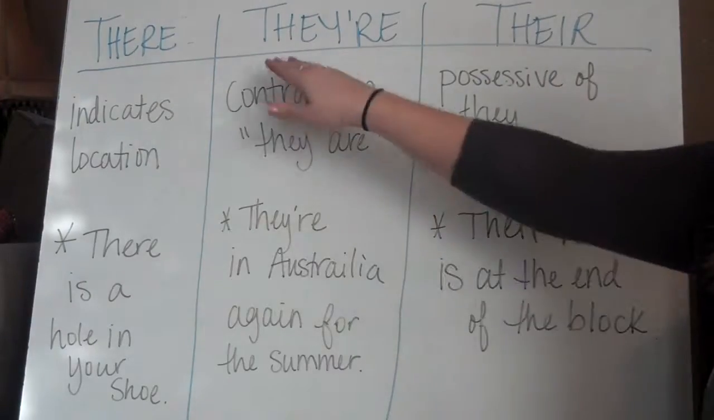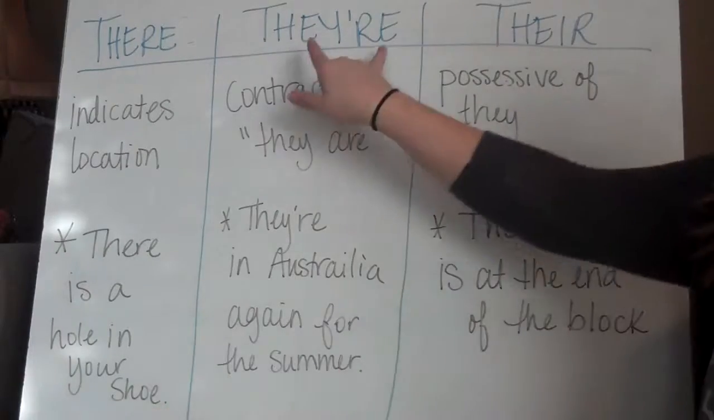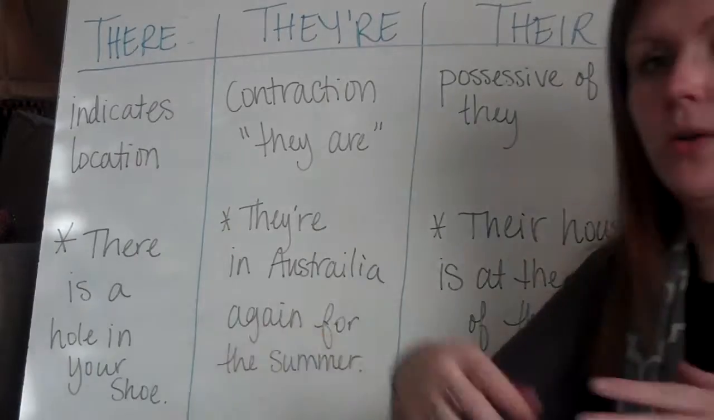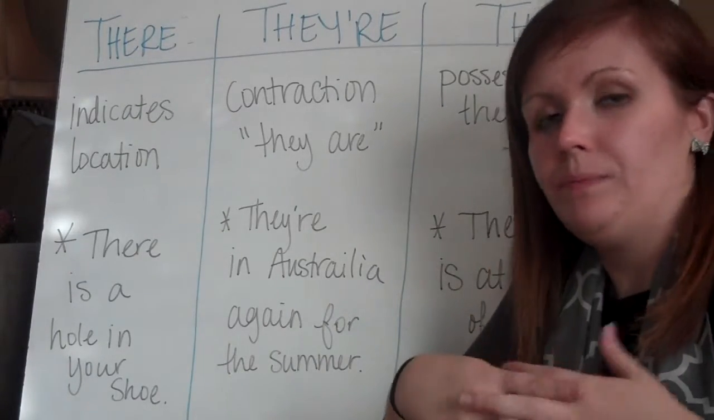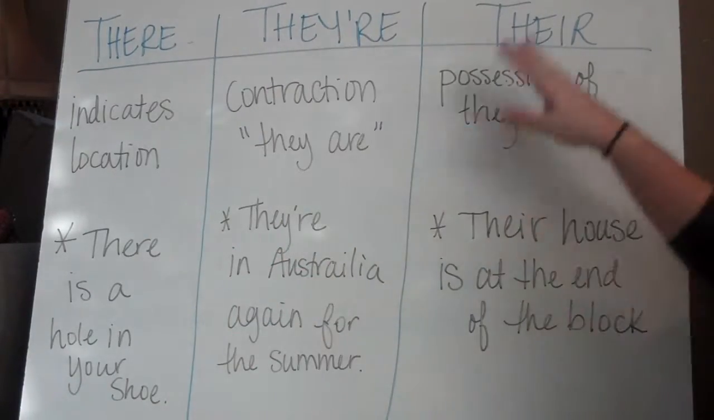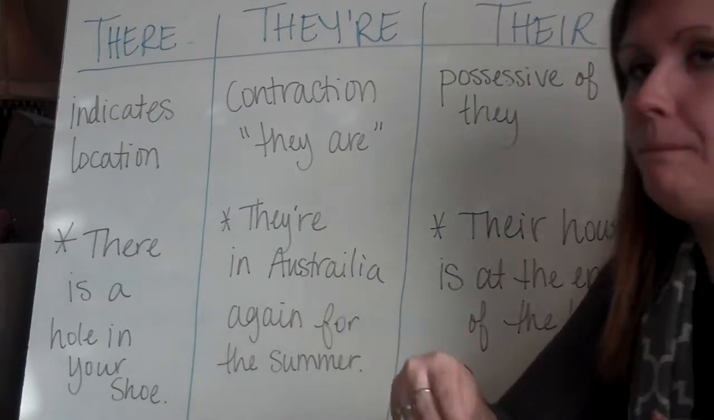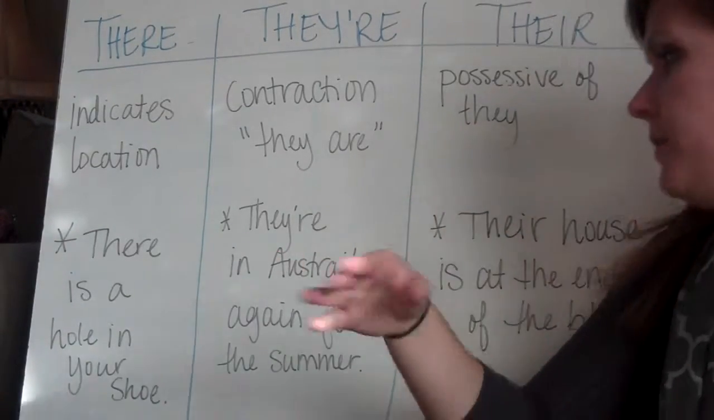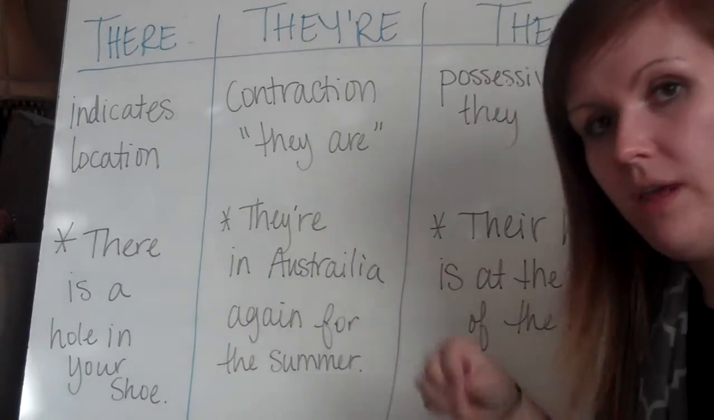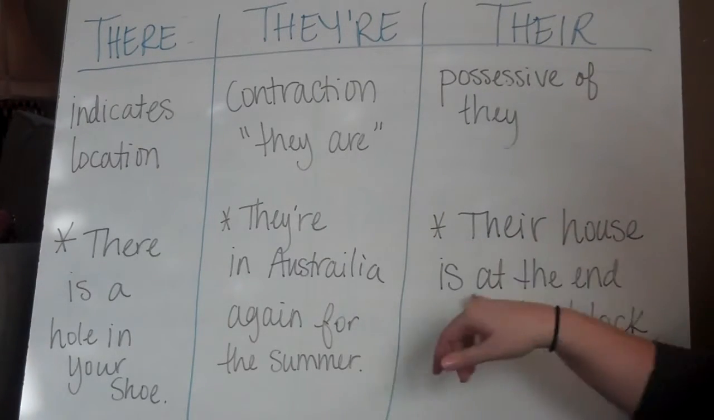Something like that. Now they're, with an apostrophe, we learn about contractions and we know what they mean. It's the contraction of the words they are. So if you're going to say, they're in Australia again for the summer, or they're going to the store, anytime you're replacing that for the words they are, that's when you use this. And then this one, T-H-E-I-R, is the possessive form of they. So you could use two of these in the same sentence if you were saying they're going to their house. Their house would be the possessive form of they in that sense. Now, you could say their house is at the end of the block.